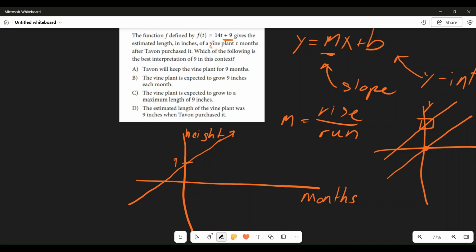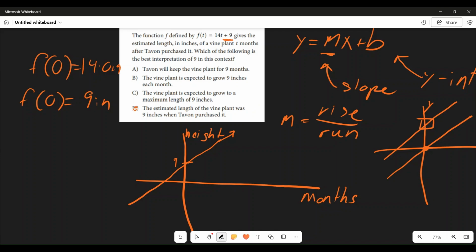If t is equal to 0, we would have 14 times 0 plus 9, meaning that at month 0, when t is equal to 0, t being the number of months, the length in inches is 9, or our y-intercept. That tells us that when he first has the plant, it was 9 inches. So just going off that alone, we know that D is our answer.